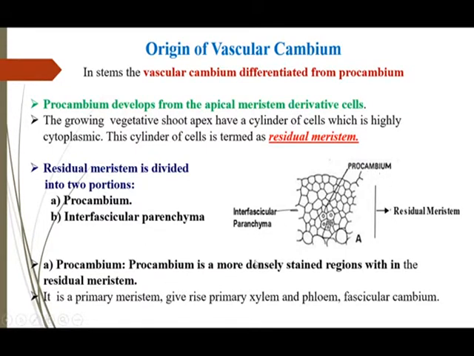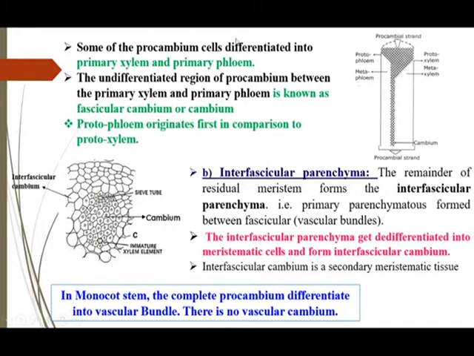A procambium is the more densely stained region of the residual meristem, and it is a primary meristem that gives rise to primary xylem, phloem and fascicular cambium. Some part of the procambium gets differentiated into primary xylem and primary phloem. Proto-xylem differentiates first in comparison to meta-xylem. Proto-phloem originates first in comparison to meta-phloem. The undifferentiated region of procambium is known as fascicular cambium or simple cambium.